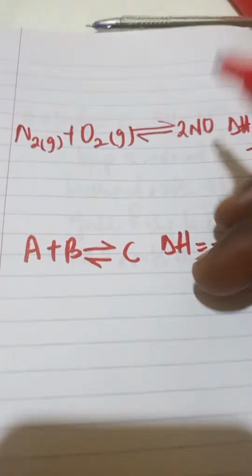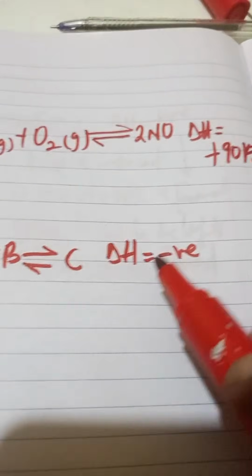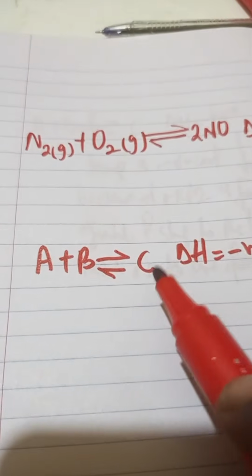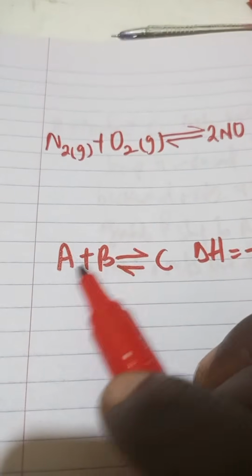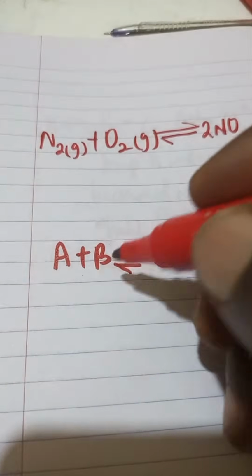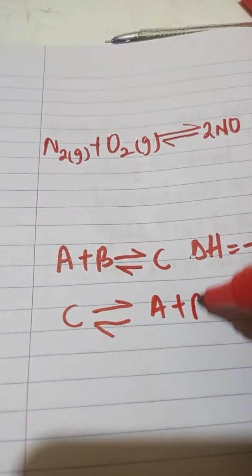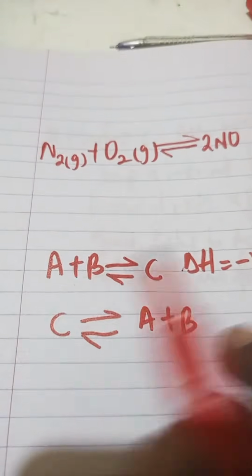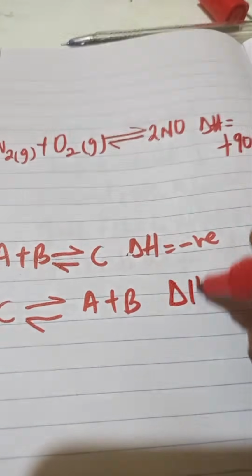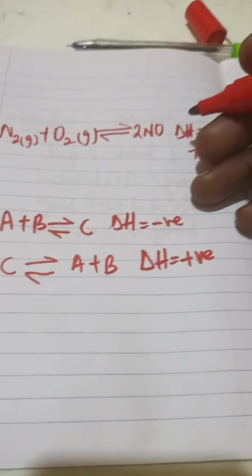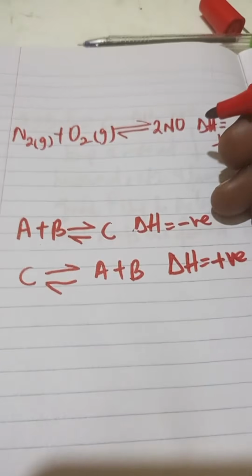If you reverse this reaction, take note, delta H is negative originally. But I want to reverse it now. I want to put this C in this place and put this A plus B here. That means I'm writing it like this: C gives A plus B. Because I have reversed it, this delta H now will be positive. Take note. Please, this is very important.